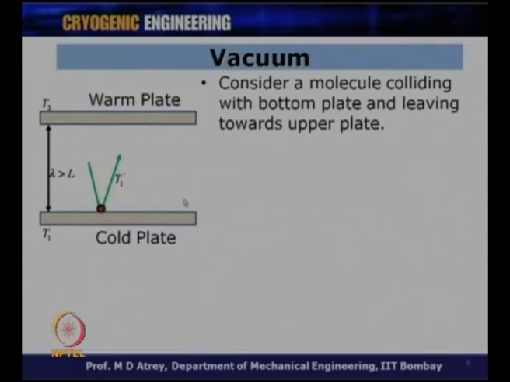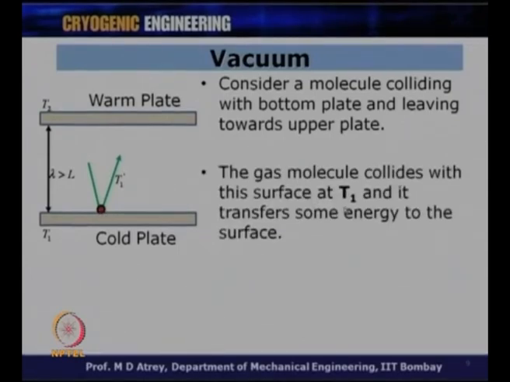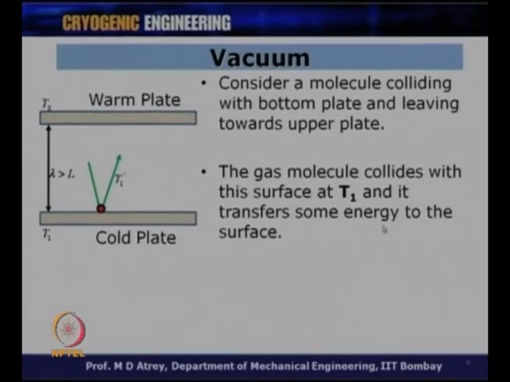And what you understand from here is this: the gas molecule collides with this surface at T1 and it transfers some energy to the surface. So, this gas molecule which is coming from the warm plate will bring some energy and it will dump this energy on the cold plate, which is maintained at T1 temperature.